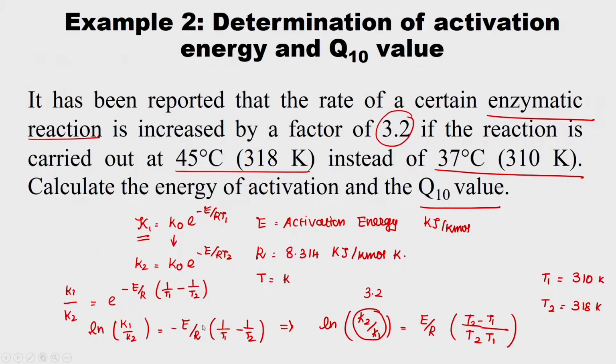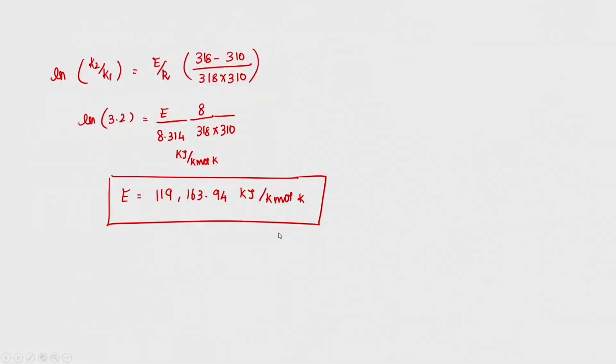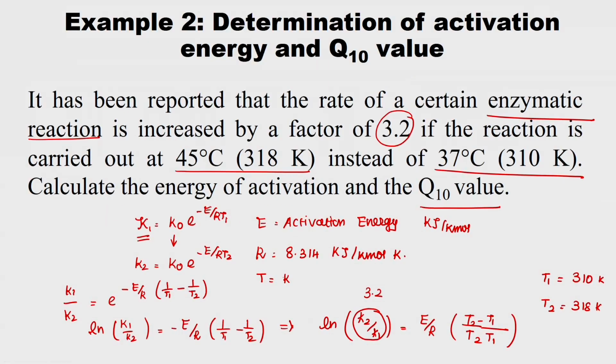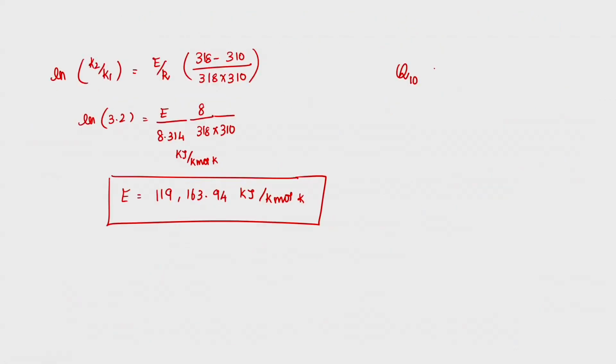So, we are to calculate the activation energy and the Q10 value, right. So, the Q10 value, how do you calculate? From the problem, they have fixed the temperature 37 at T1 and 45, this got increased by 3.2. So, Q10 is nothing but K2 upon K1 when del T is 10 degree, right.